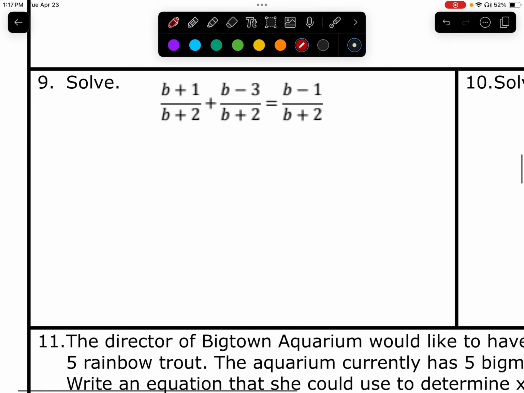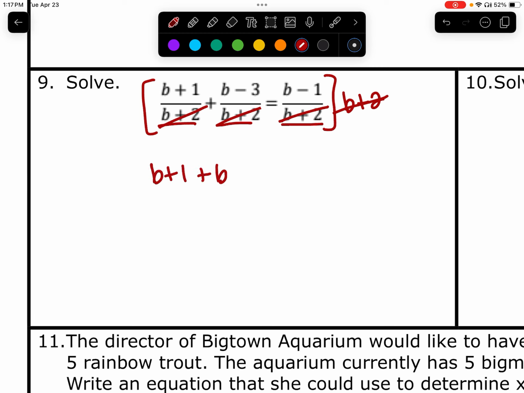Number 9, we're going to go ahead and solve. This one is super easy because look, all the denominators are the same. So if we multiply all of this by b plus 2, it's actually going to cancel all those denominators out. So that'll be b plus 1 plus b minus 3 equals b minus 1. Combine like terms.